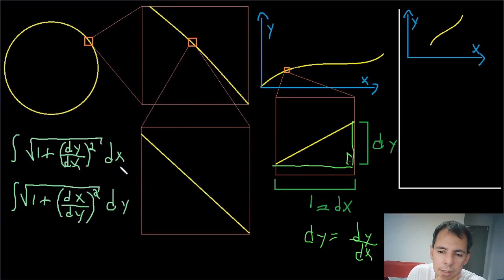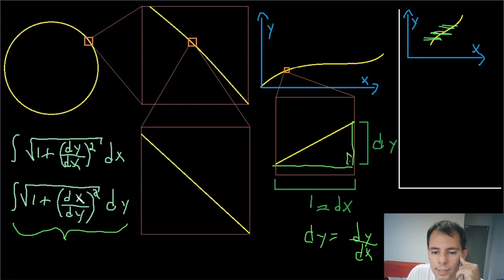Now in mathematics, you have something called symmetry. So if you want to integrate with respect to y, instead of taking small slices of x like this, let's just say that you want to take slices of y like this, okay? If you want to do that, you use this formula right here, which is square root of 1 plus dx dy squared with respect to dy.